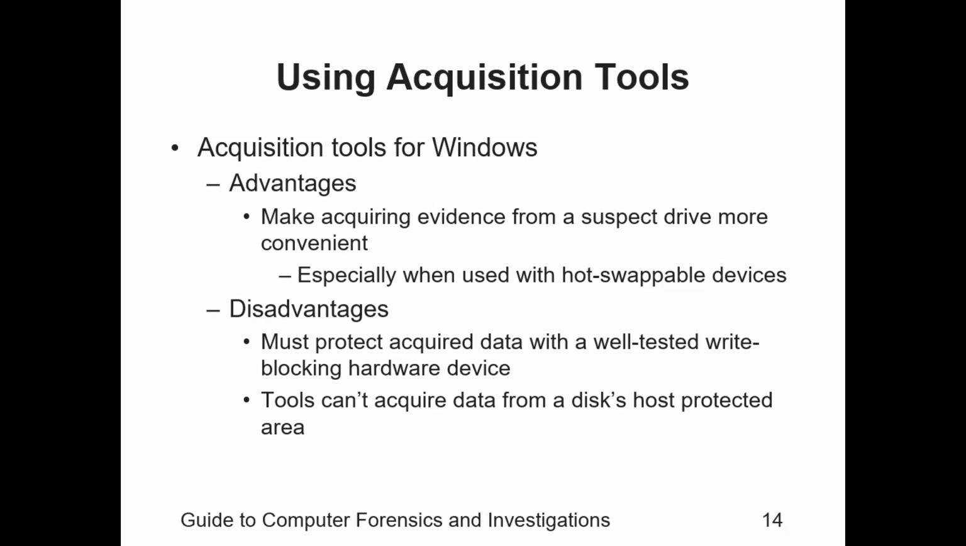The disadvantage is that you must protect the acquired data with a well-tested write blocker. Especially this is for Windows. Look at our title up here. It is an acquisition tool for what? For Windows. If you're in Linux, you have no problem. With Linux, you don't need to have a write blocker. And we saw what is the importance. Who can remind us? What is the importance of a write blocker? That question always comes. It must come, I tell you. It has to come in all forms, eh? Yes, please.